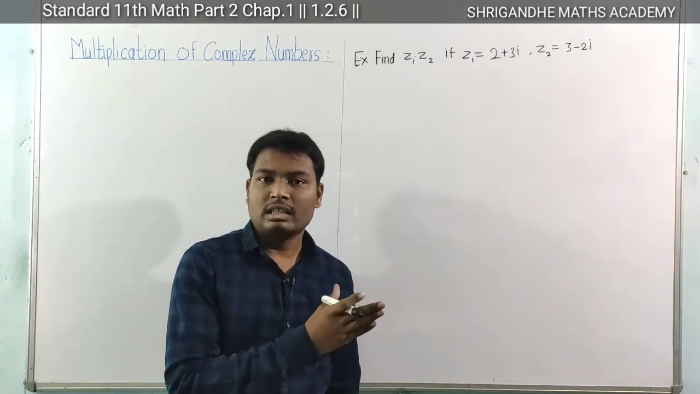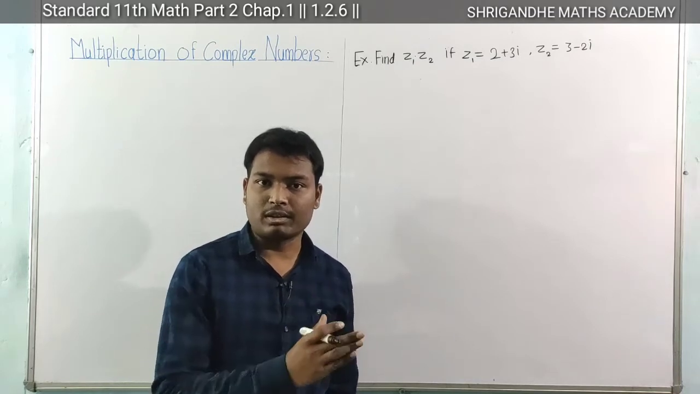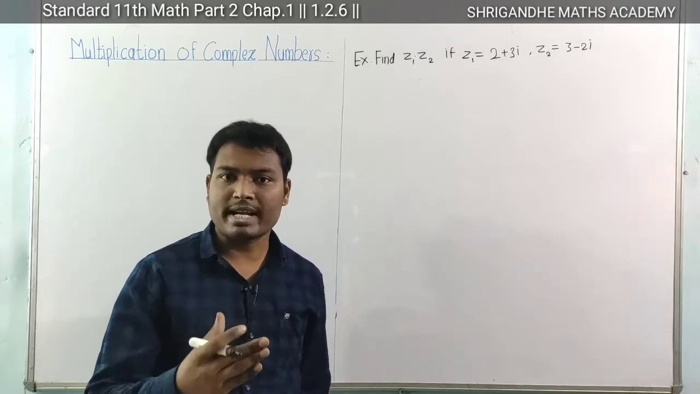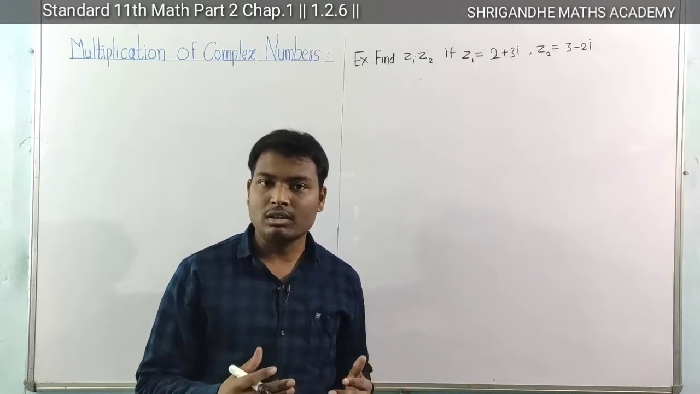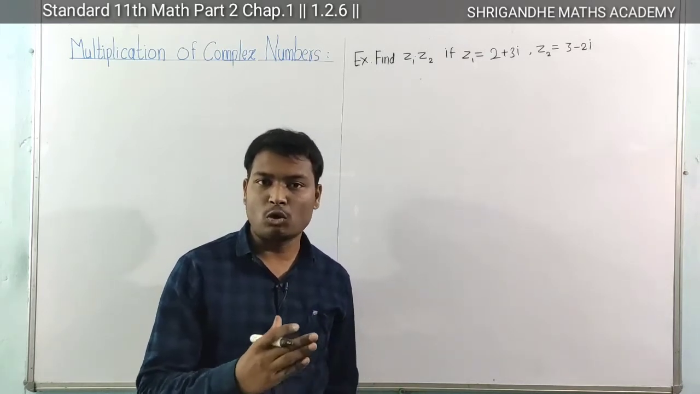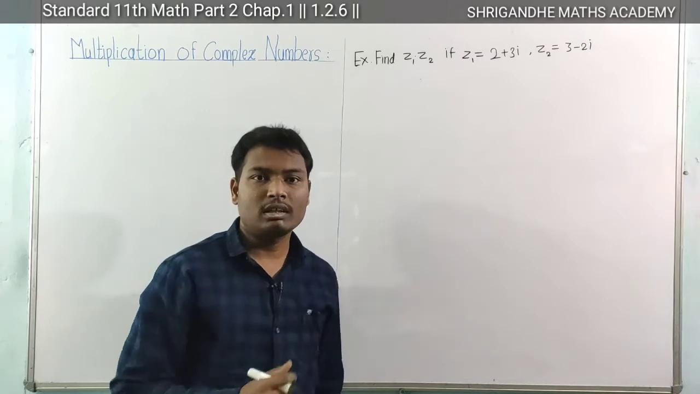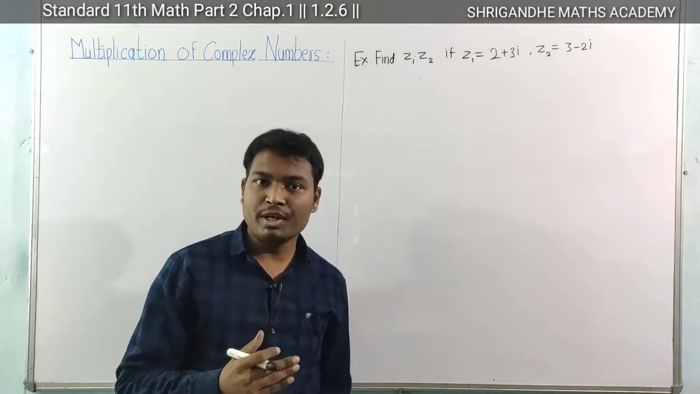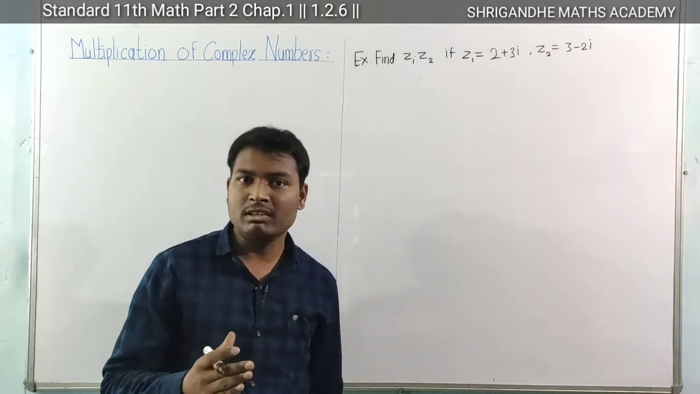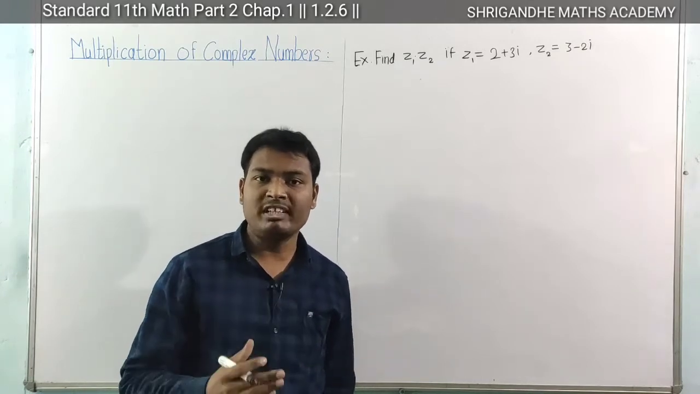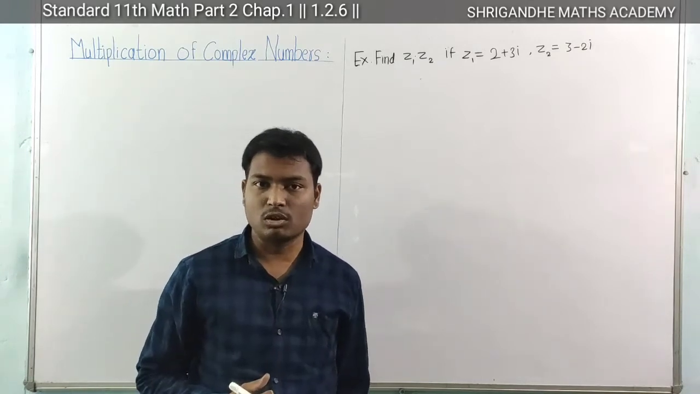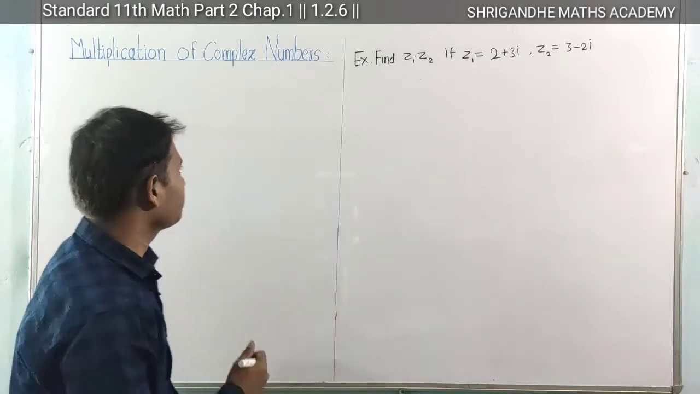Now, in standard 10 and below, we add, subtract, or multiply two real numbers. We know how to add, subtract, and multiply two real numbers. But in this video, in the standard 11th chapter, complex numbers, we see how to multiply two complex numbers. Let's see the method.